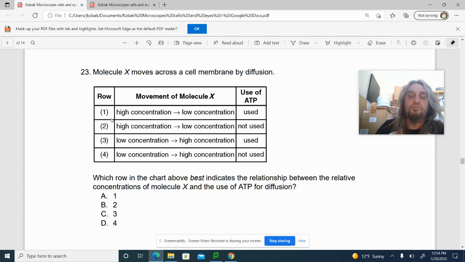Is it A, row 1, high concentration moves to low concentration, ATP is used? B, row 2, high concentration goes to low concentration, but ATP is not used? C, row 3, low concentration moves to high concentration and ATP is used? Or D, low concentration moves to high concentration, ATP not used?